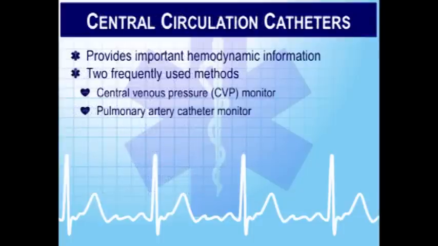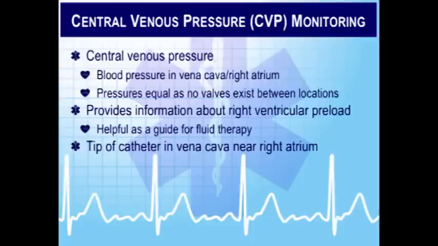So, other types of invasive pressure monitoring. The book calls them central circulation catheters. A central line. The definition of a central line is any venous catheter whose tip lies in the superior vena cava at the junction of the SVC and the right atrium. That is a technical definition of a central line. So a PICC line whose tip lies at the junction of the superior vena cava and the right atrium is a central line.